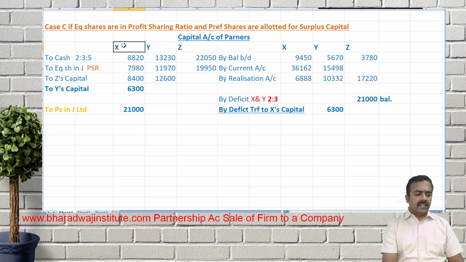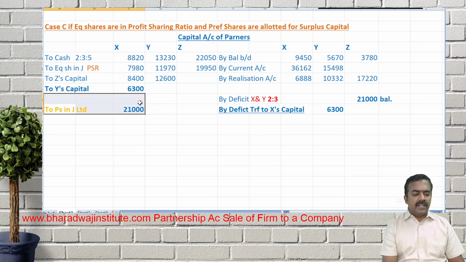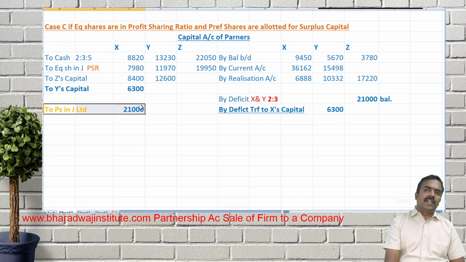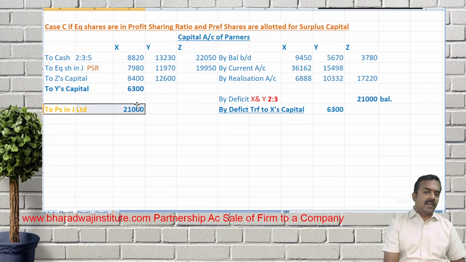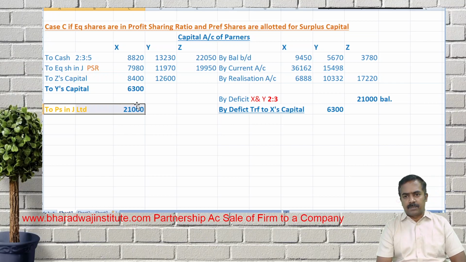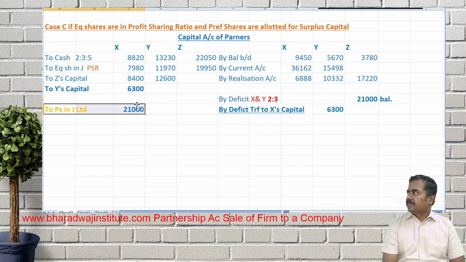Settlement of X account out to preference shares of J Limited. Otherwise, the preference shares received from the purchasing company are allotted only to what? X, who is having the ultimate surplus. Cash is shared in 2:3:5. Equity shares are shared in profit sharing ratio. And preference shares are allotted only to what? X, because he is having the surplus capital after bearing all excess amounts paid.